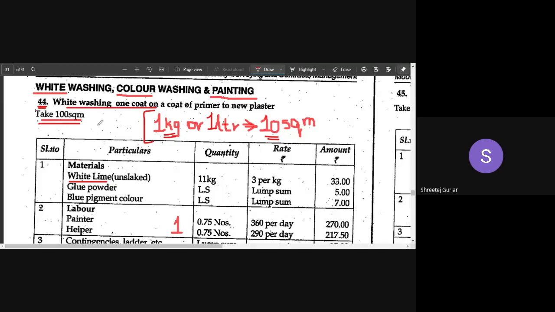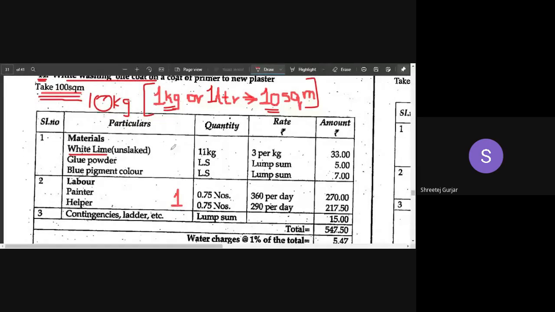For 100 square meters, how much will we require? It will be 10 kgs, following this particular thumb rule. You can see it is around 11 kgs. No need to worry, you can add some amount for wastage, and keep it as 11 kgs.